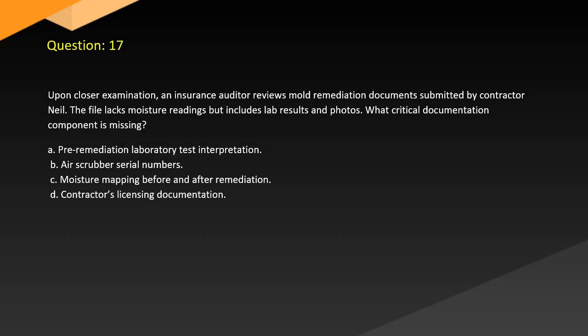Question 17. Upon closer examination, an insurance auditor reviews mold remediation documents submitted by contractor Neil. The file lacks moisture readings but includes lab results and photos. What critical documentation component is missing? A. Pre-remediation laboratory test interpretation. B. Scrubber serial numbers. C. Moisture mapping before and after remediation. D. Contractor's licensing documentation.